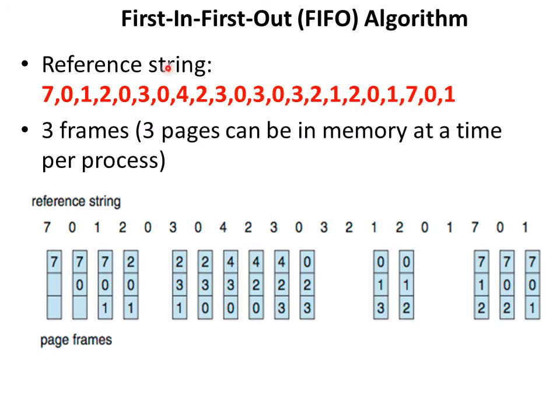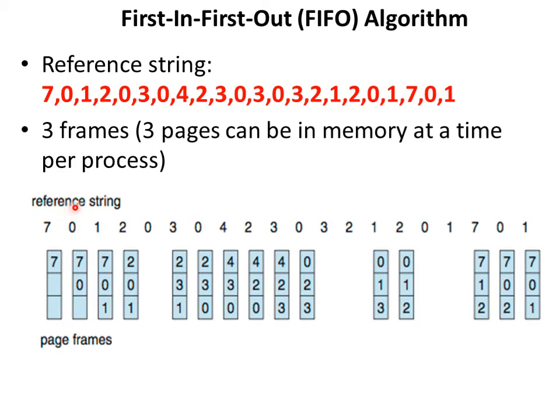Let us take one algorithm with an example here. We consider the reference string as 7, 0, 1, 2, 0, 3 like this. These are the pages requested by the process which are not there in the main memory. We consider the page frames as 3 here, that is, the main memory size is 3. It can hold 3 pages per process at a time.